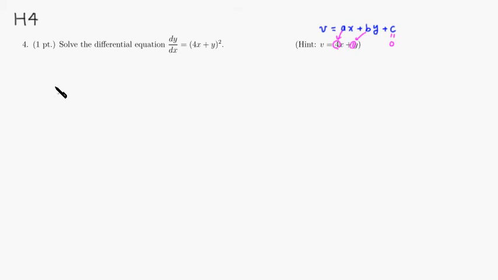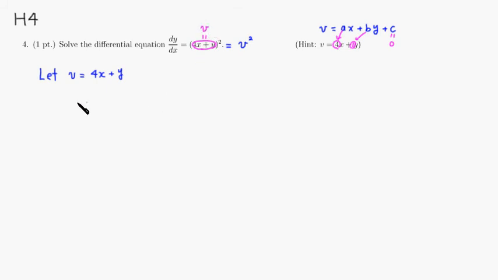So we're going to say let v be 4x plus y. If that's the case, we can rewrite this dy over dx as v squared, because this is the guy we call v.